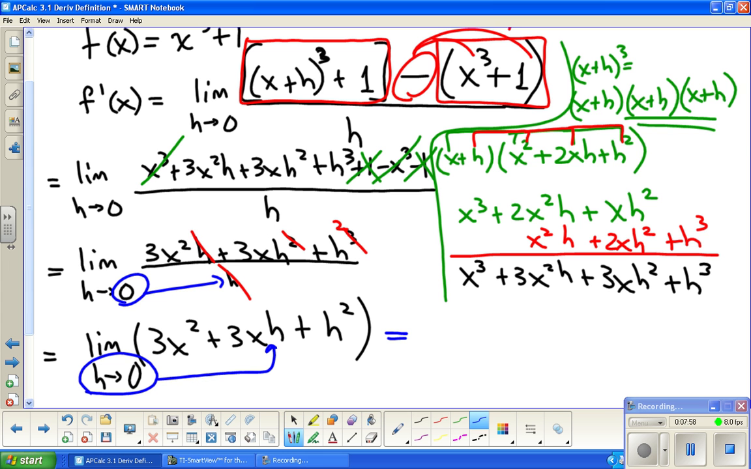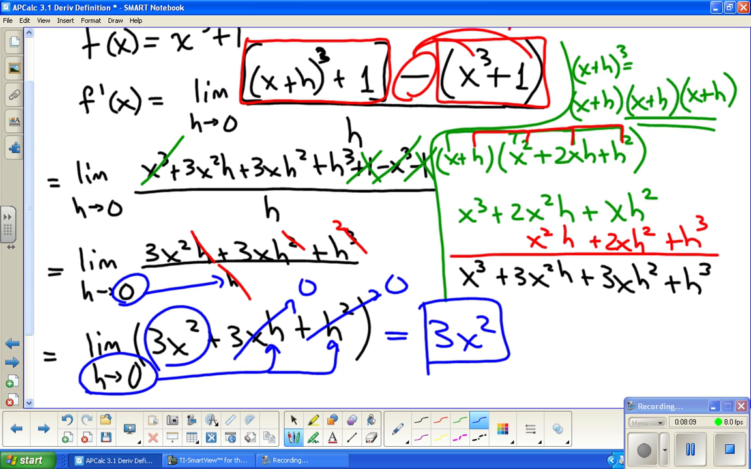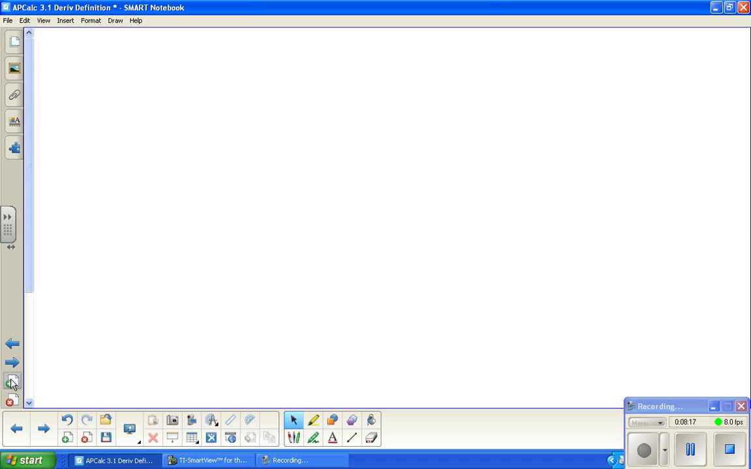Nothing on the first term. That term becomes 0. So this goes to 0. This term goes to 0. All that's left is 3x squared. And I know what you're thinking. That was a lot of work. Yep, sure was. Okay, so sometimes you're going to have to work a little bit, and that's, well, welcome to life.